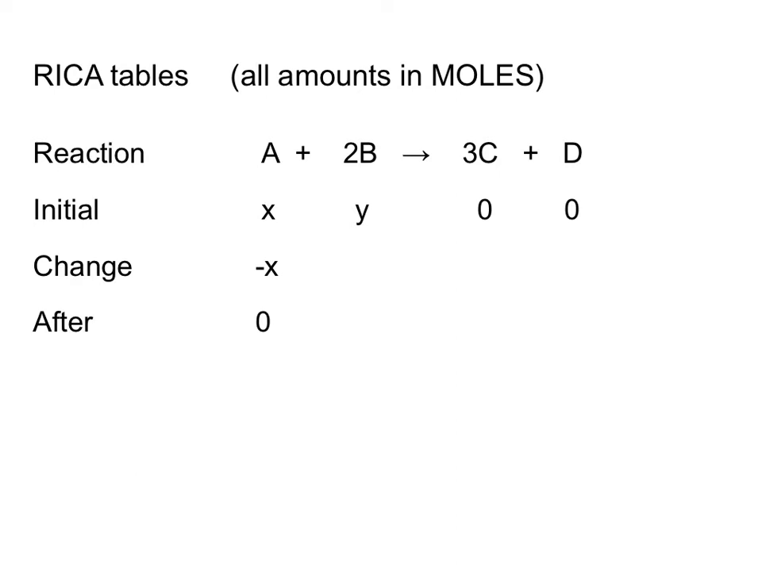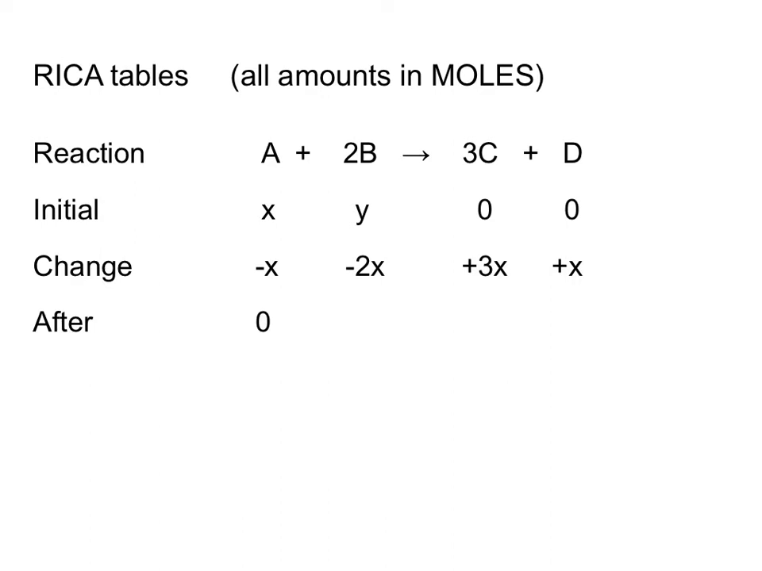Now we are going to take our stoichiometric ratio into account. For every 1 A that we lose through the course of our reaction, we also lose 2 B's. And so the amount of B that is going to be lost will be equal to minus 2X. We're going to lose 2 B's for every 1 A that is lost. And likewise, the amount of C that we gain is going to be equal to 3 times X. And we have a 1-to-1 ratio between A and D, so the amount of change in D is going to be equal to plus X.